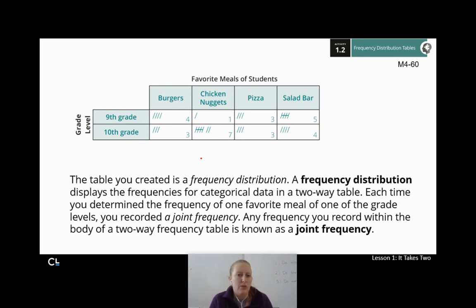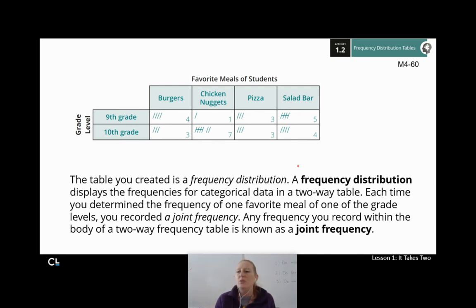Each time you determine the frequency of one favorite meal of one of the grade levels, you recorded a joint frequency. So remember how we said, oh, the 9th graders like salad bar best. That's a joint frequency because we joined those two categories, right? We said 10th graders like chicken nuggets best. That's a joint frequency because we joined those two categories.